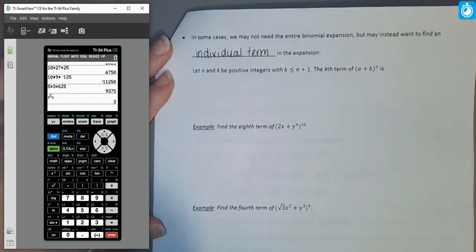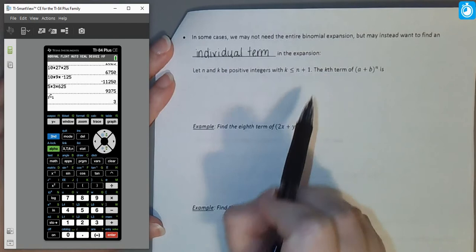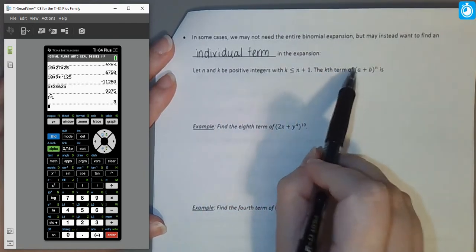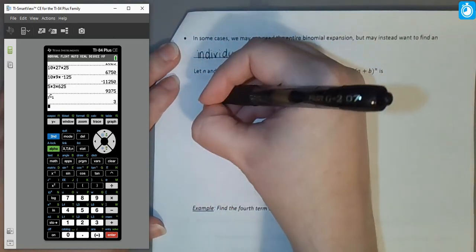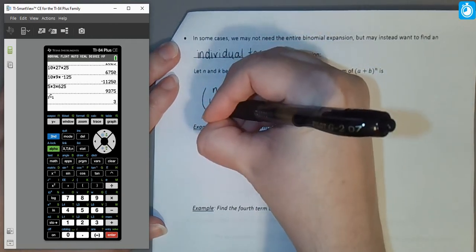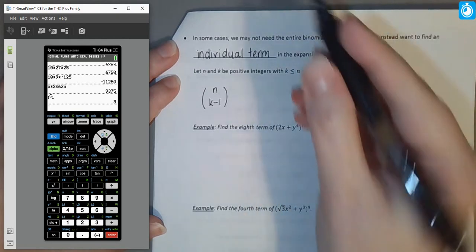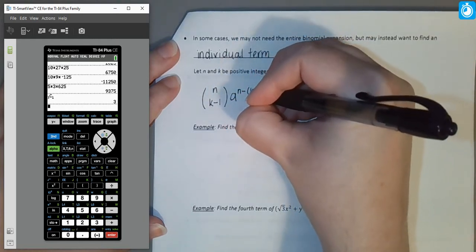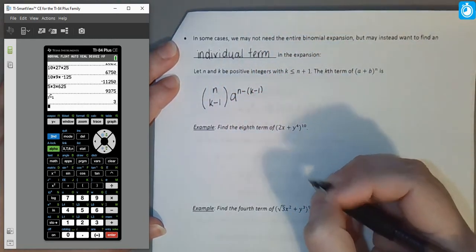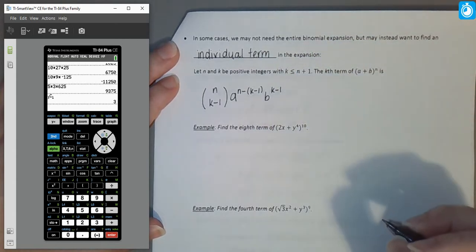So we're going to allow n and k to be positive integers where k is less than or equal to n plus 1. So the kth term, think of that as the term in the list of our expansion of a plus b to the n power, is given by the following expression. So its coefficient specifically is going to be n choose k minus 1. That'll be our coefficient. And then we have a power on a and a power on b. So the power of a is going to be n minus k minus 1. And the power of b is going to be k minus 1.